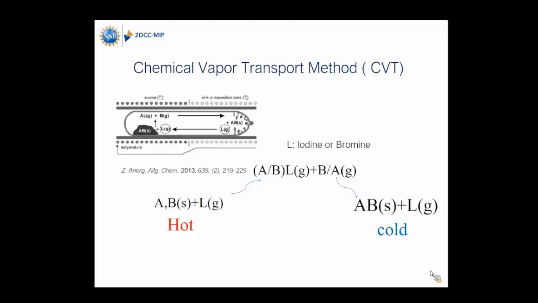And also you need to add a transport agent. Here, which is represented by A, that's the transport agent. So when A or B, both need to have a high vapor pressure. When they are vaporized, one of them could react with the transport agent, forming a new molecule, right? And then they are transported to a lower end. At the lower end, this molecule will react with the other element, forming the desired compound at the cold end, as shown in this diagram. So the principle of this method is pretty simple.